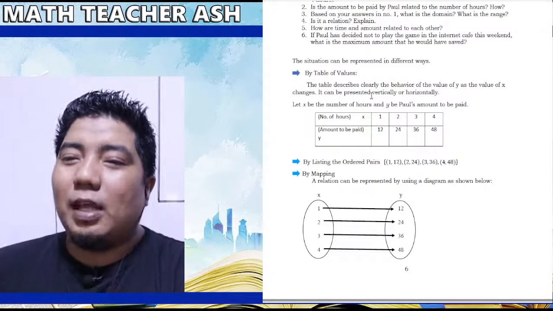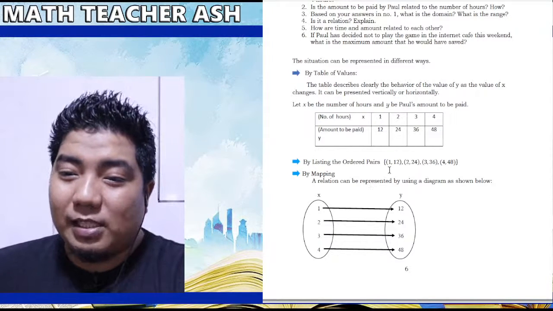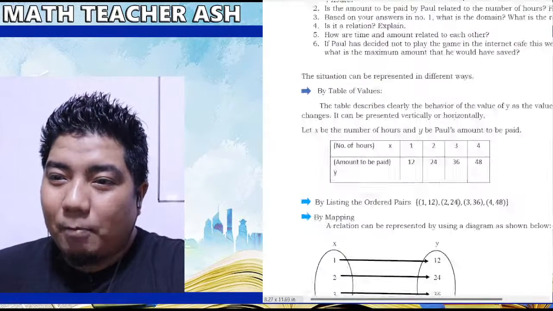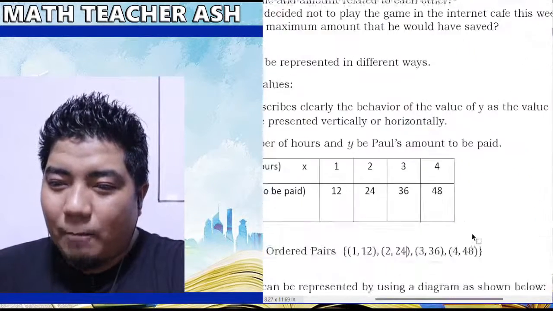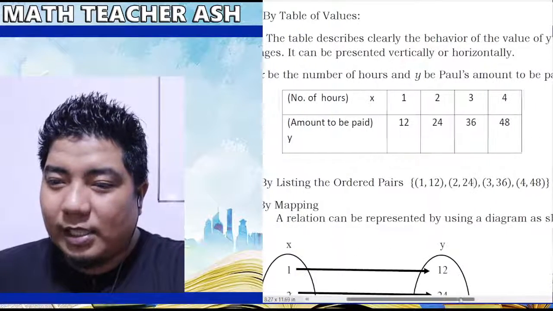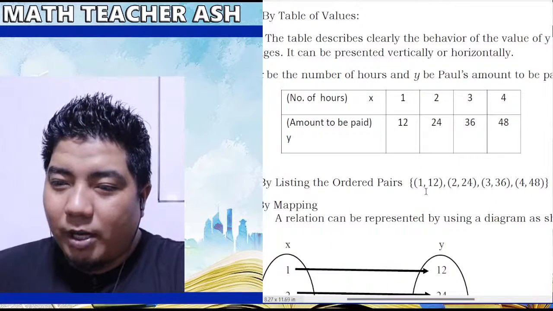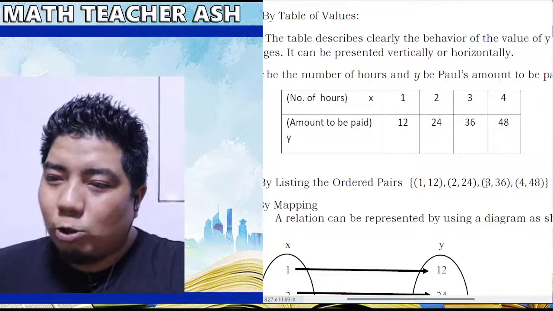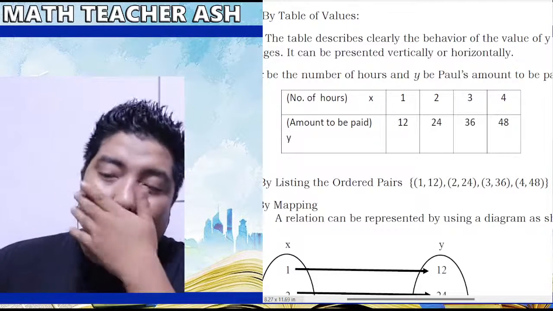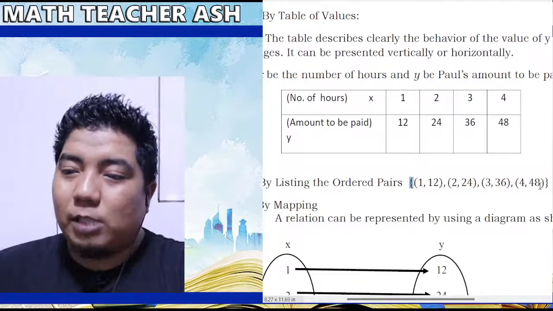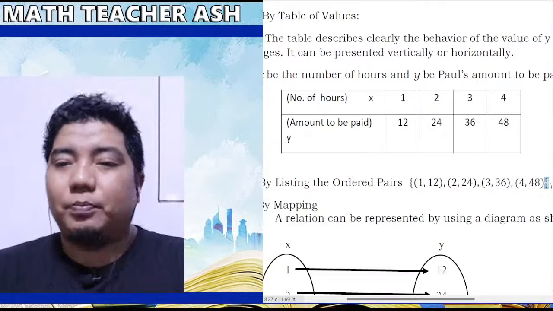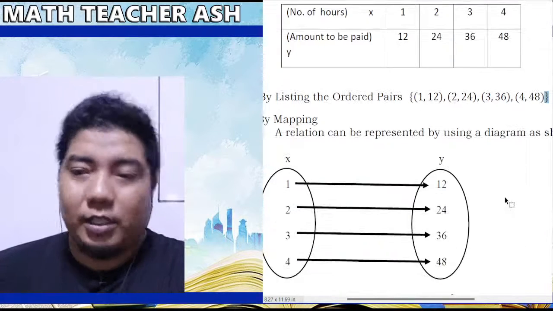Okay, so by table of values, ito ang mukha. By listing ordered pairs, ito naman ang mukha. So as you can see, when you list the ordered pairs, since this is a set, so 1 ordered pair, number, comma, number, okay? And then, pag isusulat mo na ang buong grupo ng mga ordered pairs, do not forget to write this bracket because that will represent as a set. Okay, they are the set of ordered pairs in this certain situation.